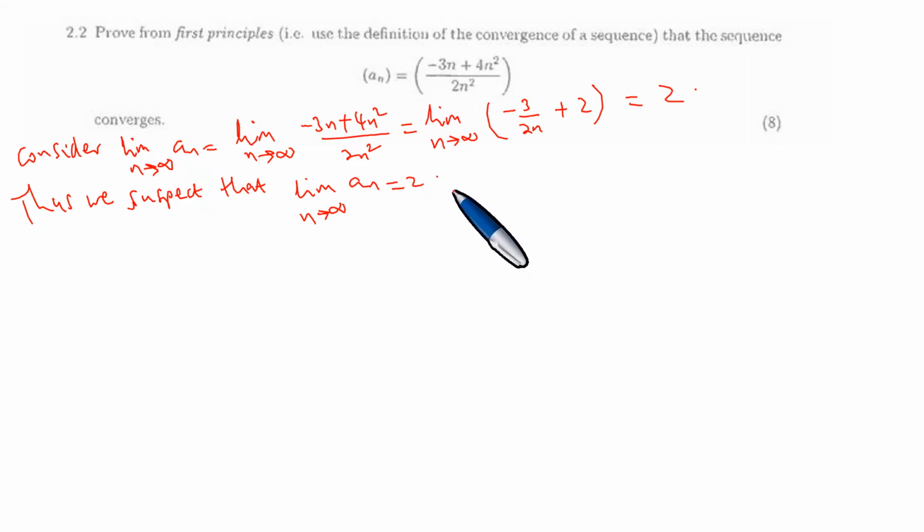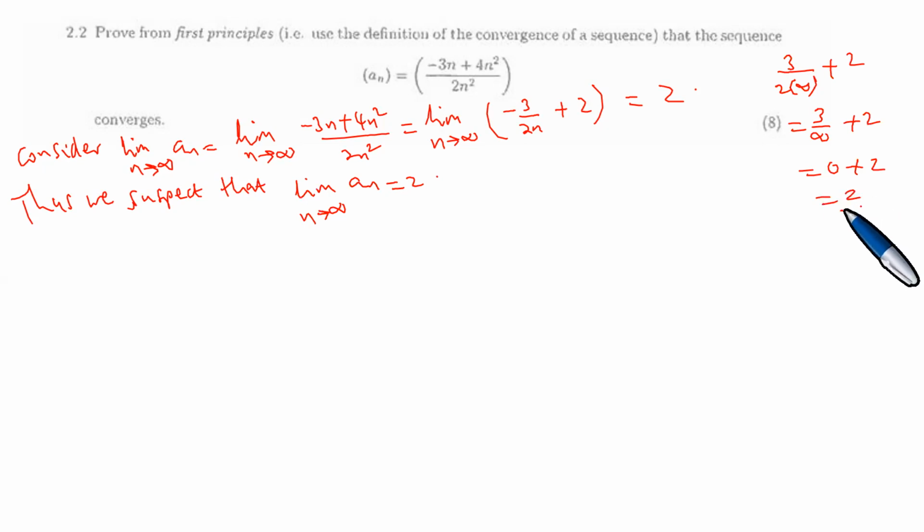Hello? Yes, please. How did you get 2? Okay, that's a good question. When n approaches infinity, here it's going to be 3 over 2 times infinity plus 2, which is 3 over infinity. Infinity is a very large number, so if you divide 3 by infinity, it's going to be 0. So that it's 2.